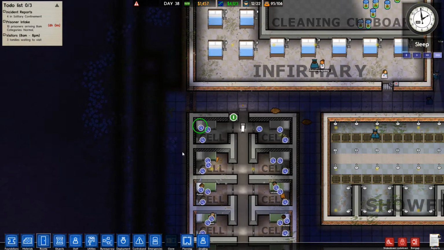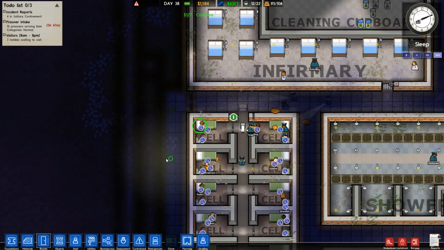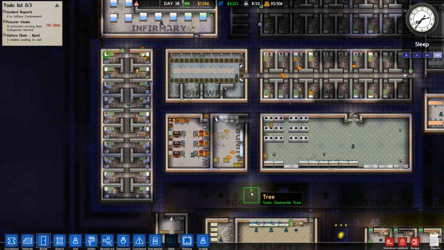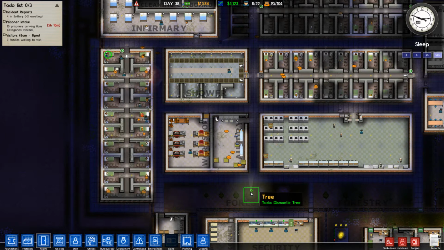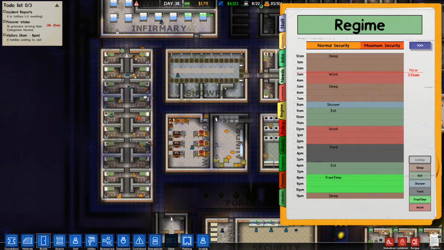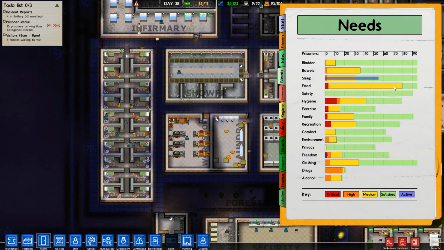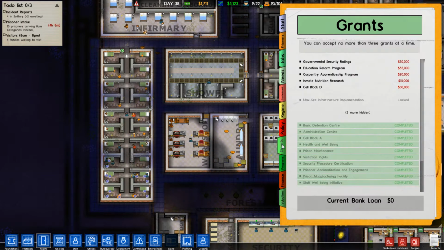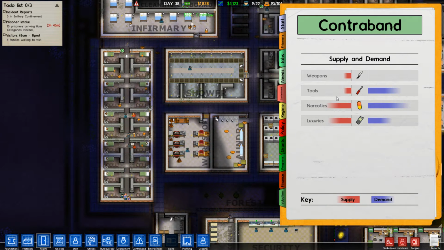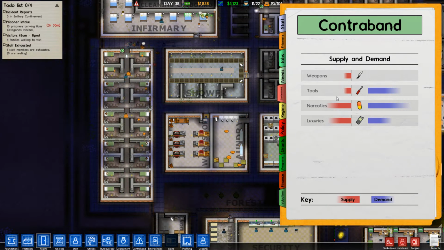Let's do a search of that cell block. All sorts of weapons. Needs very, very hungry inmates. Hygiene's always an issue. Recreation is still something I have to keep an eye on. Contraband. At least they're not getting a lot of weapons, so if they want to kill somebody, they're going to have to do it using their fists, which is taking a lot more time. And by then I should have a guard in there.